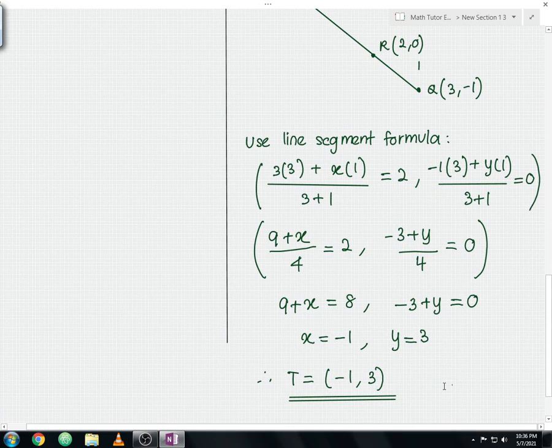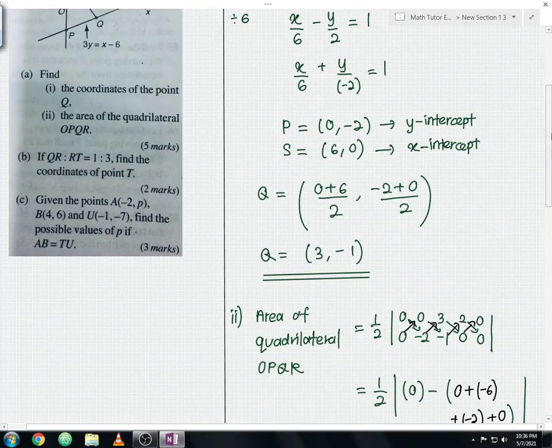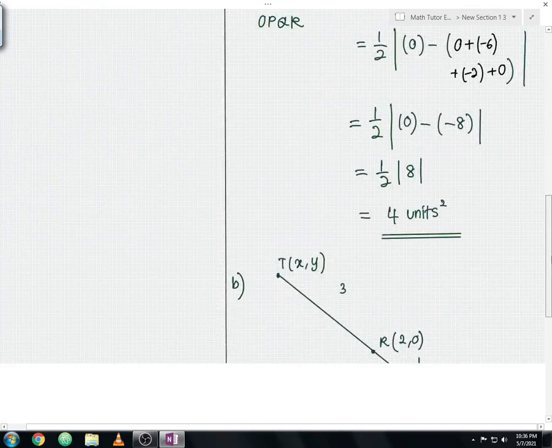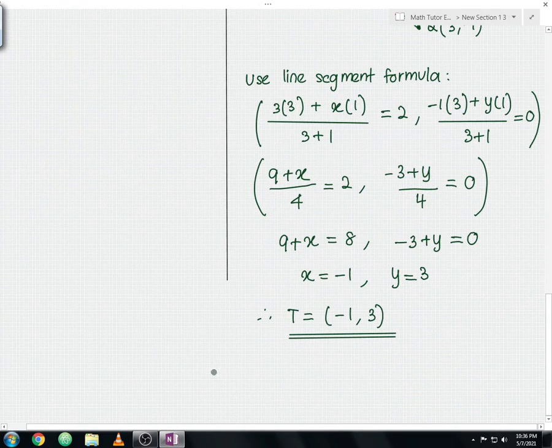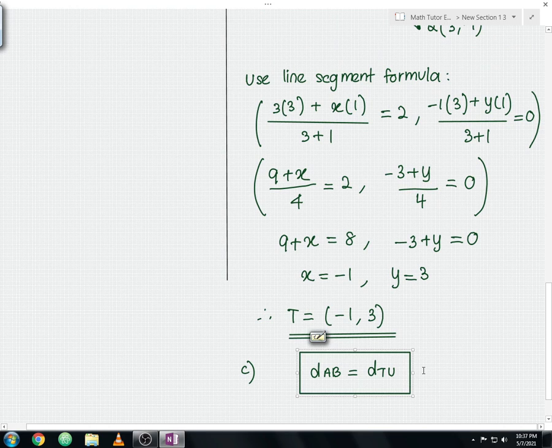Okay, so let us proceed our discussion for the question part C. For part C, they ask us to find the possible values of P if AB equals TU. This condition can only be fulfilled if, let me write down the working here, distance of AB is equal to distance of TU. Let me box this relationship. This relation is very useful because we're going to use this as a reference in order to solve the problem.